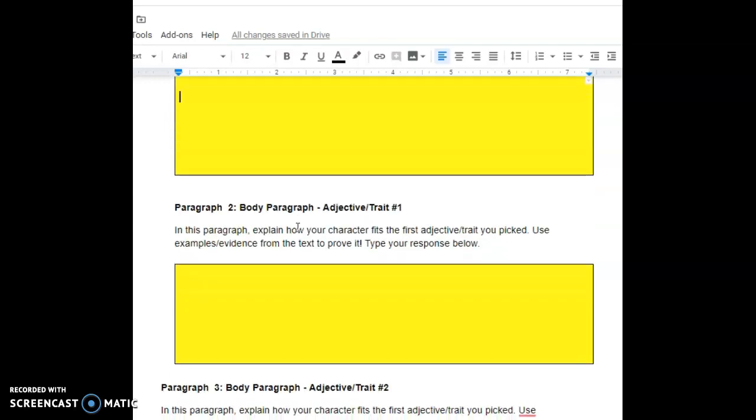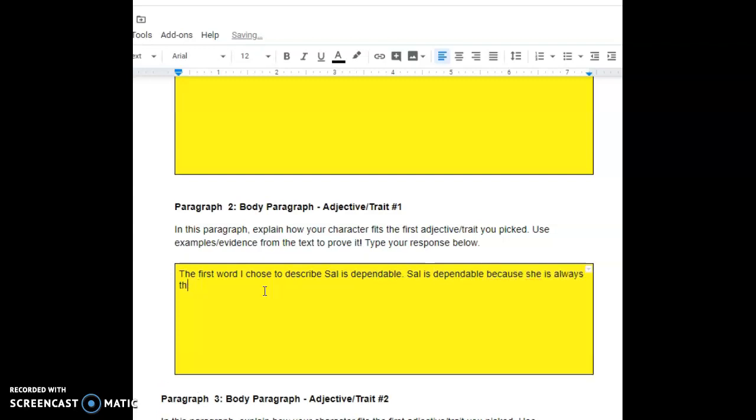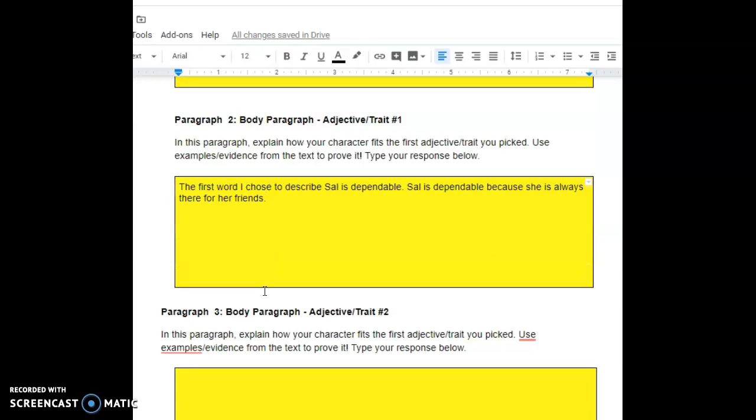And then after your introduction paragraph, we're going to talk about our first character trait that we picked, which was dependable. Okay, and I might say something like this. The first word I chose to describe Sal is dependable. Sal is dependable because she is always there for her friends. All right, and then I'm going to continue on to talk about how she's there for Phoebe when Phoebe's mom left. Okay, how she's been there for her Gram and Gramps. Okay, so you want to try to think of examples from the book.